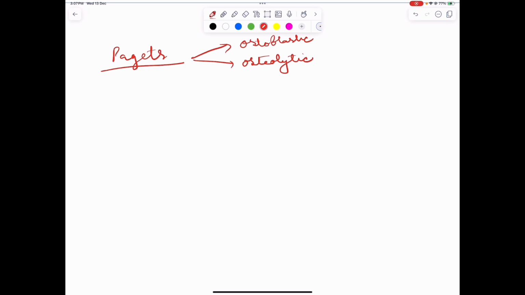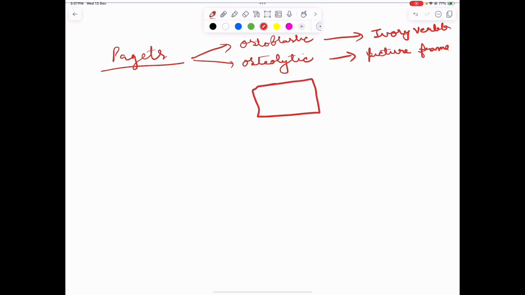Now what happens in the blastic phase? In blastic phase, it will be showing ivory vertebra. But in the osteolytic and other phases, where it shows a mixture of osteoblastic and osteolytic, it will have picture frame appearance. What is picture frame appearance here? See, the periphery is osteoblastic, but the center is osteolytic, therefore blackish. Here, blastic, therefore whitish.